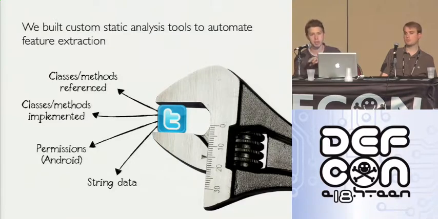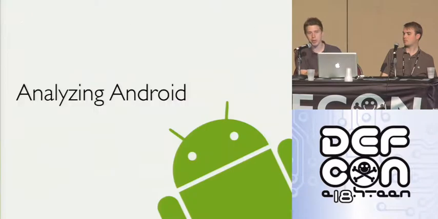I'm going to go into detail about specifically what we did on each platform, but generally speaking, we're looking at what APIs and framework constructs on a given platform an app references, and what things are implemented inside of the application. On Android, what permissions are in the app, and then sometimes we can get strings out of the application if we have specific things we're looking for. So what do we do on Android?